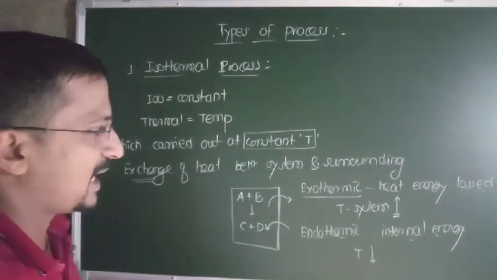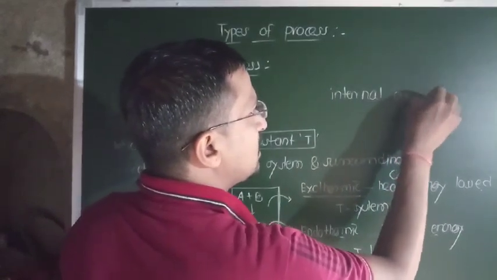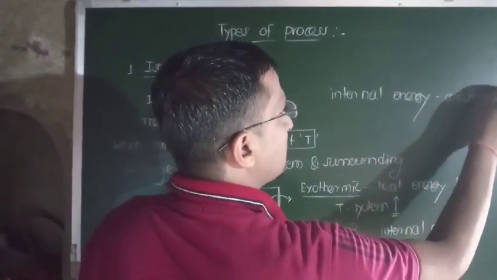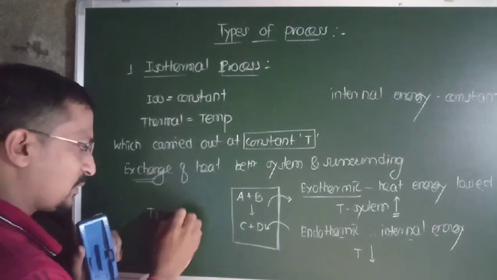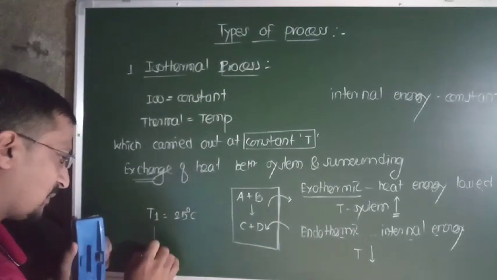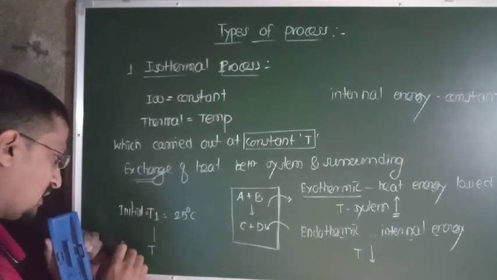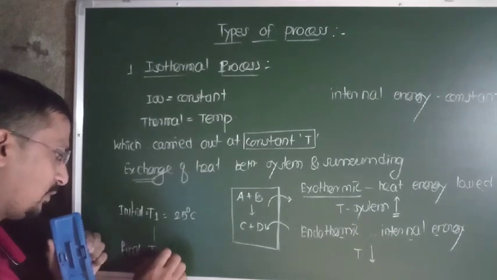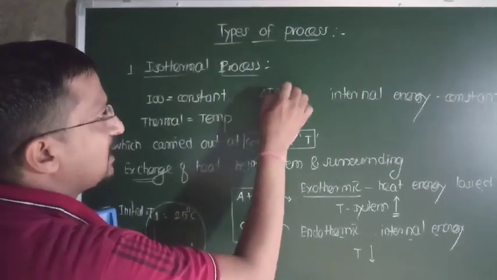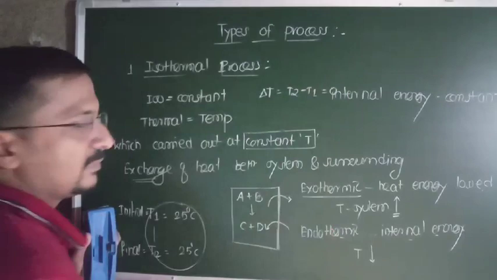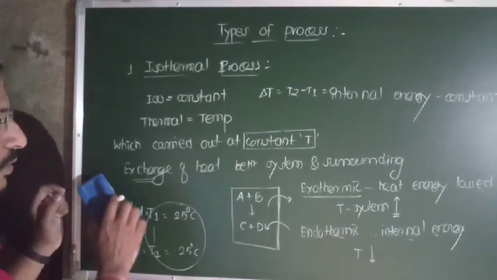And in an isothermal process, as temperature is constant, internal energy is also constant. Temperature constant in the sense initial temperature, suppose T1, is 25 degrees Celsius, and the system is transferred to a final state where the temperature is T2 and again it is 25 degrees Celsius. So change in temperature, delta T equals T2 minus T1, becomes 0. So change in temperature delta T is 0 for an isothermal process. Okay, so this is overall about the isothermal process.